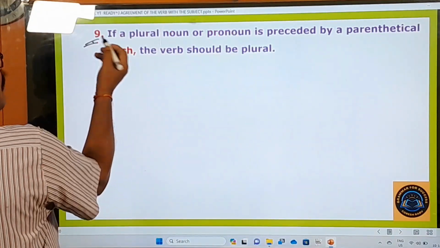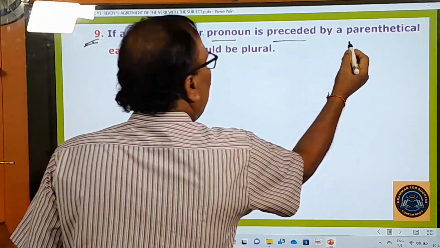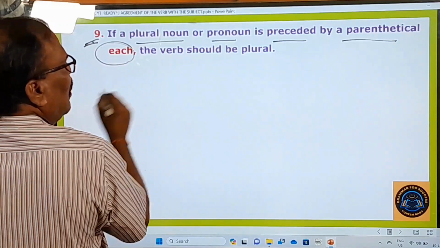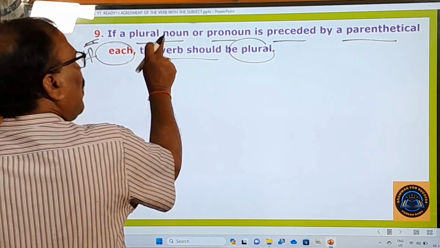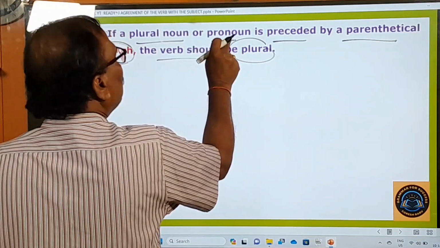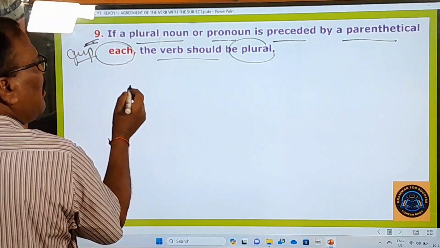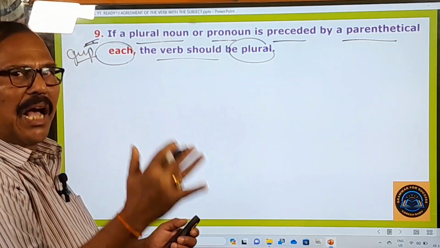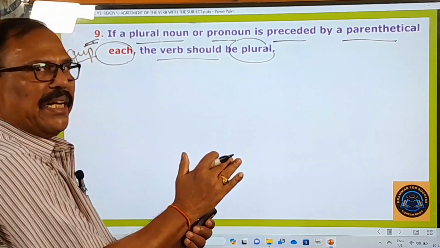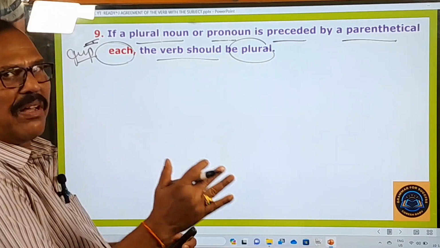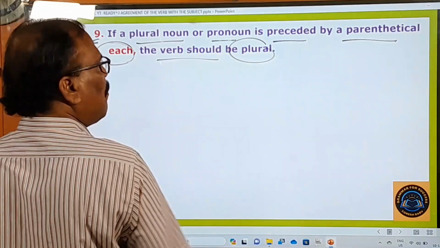Ninth one is here. If a plural noun or pronoun is preceded by a parenthetical "each", the verb should be plural. Very, very important. This is also a very important rule. If a plural noun or a plural pronoun is preceded by a parenthetical "each". Parenthetical means a word that is separated by commas. "Each" is separated by commas from the rest of the sentence. When that is the case, you have to use only the plural verb.